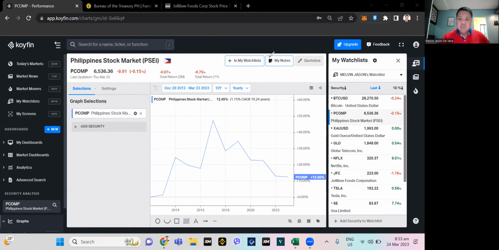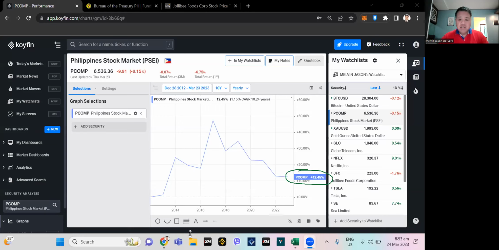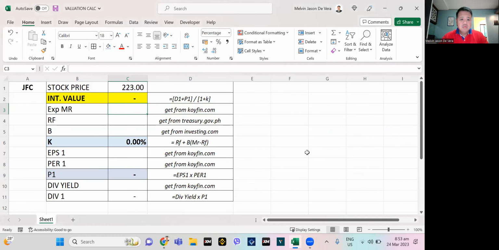All right. So now we have here a pickup of 12.45%. All right. So we will take that as our expected market return. So we're going to put that now to our Excel. So this is 12.45. And make sure you format that in percent.